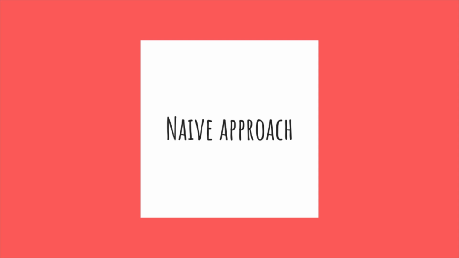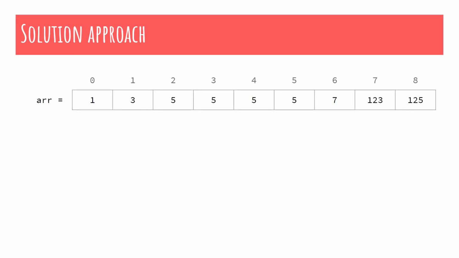The naive approach is to iterate throughout the array. When we find the element for the first time, we update the index position of first and last. We keep updating the last index each time we find the element x. In this case, it is 5.